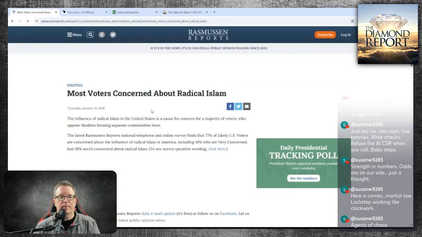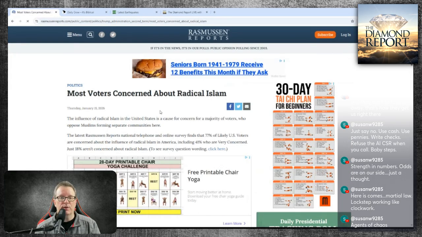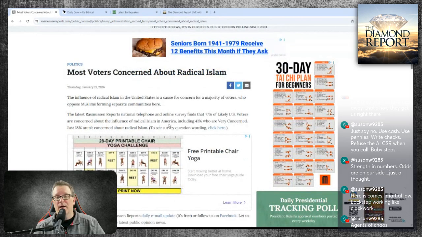Anyway, all right, and then thought this one was worth mentioning too. Rasmussen reports says most voters concerned about radical Islam. The influence of radical Islam in the U.S. is a cause for concern for a majority of voters who oppose Muslims forming separate communities here. The latest Rasmussen report survey finds that 77% of likely U.S. voters are concerned about the influence of radical Islam in America, including 41% who are very concerned. Just 18% aren't concerned about radical Islam.